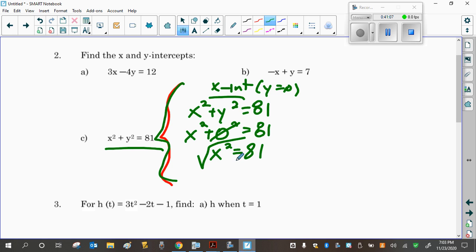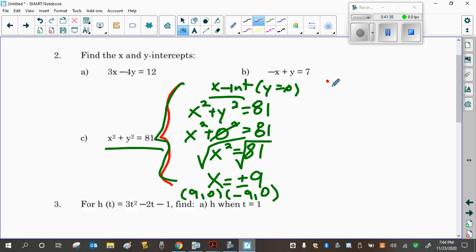The opposite of x squared is square root. And don't lose half your marks. What is the square root of 81? 2 answers. So there's 2 x-intercepts, 9, 0, and negative 9, 0. If you give me 9 and not negative 9, you lose half your marks. That's just the way it is.